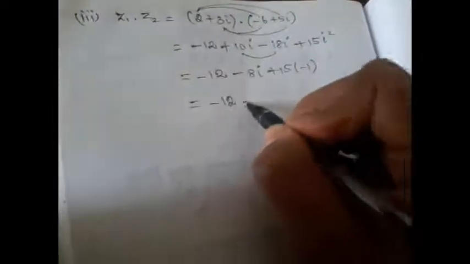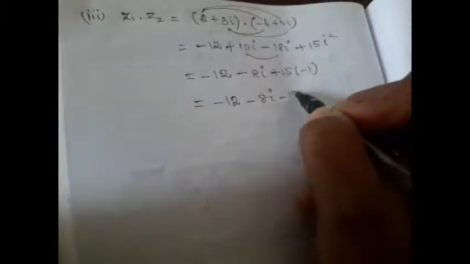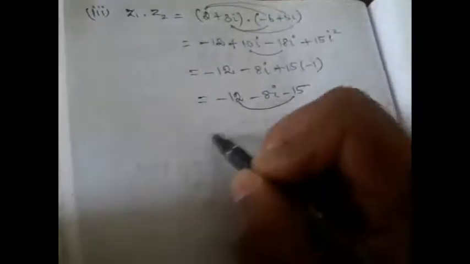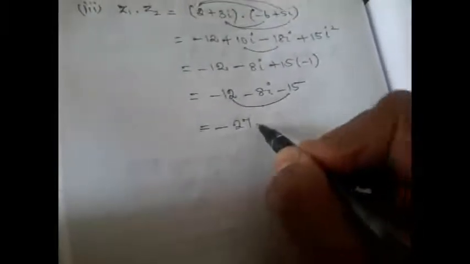So this will become minus 12. 10i minus 18i you can add. This will become minus 8i. So plus 15 into i square, which is minus 1. So this will become minus 12, minus 8i, minus 15. Again these two can be added. Both have a minus sign, so you have to add and put a negative sign. It will become minus 27 minus 8i, which is the product of the two given complex numbers.